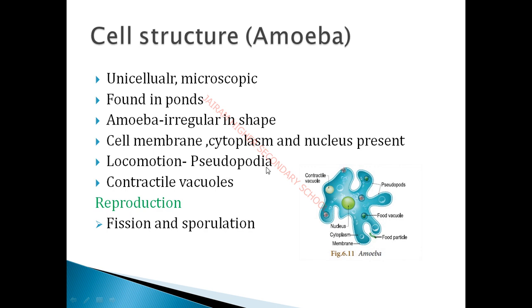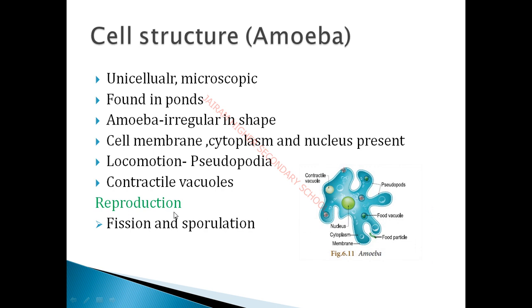So pseudopodia is mainly meant for locomotion, and it has contractile vacuoles. So you can see the contractile vacuole at this place. This contractile vacuole is mainly meant for storage of the food particles. After digestion, food is produced, so that food is stored in this contractile vacuole. So this is about the structure of amoeba.